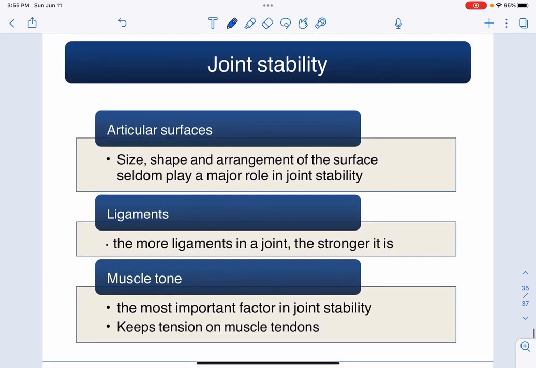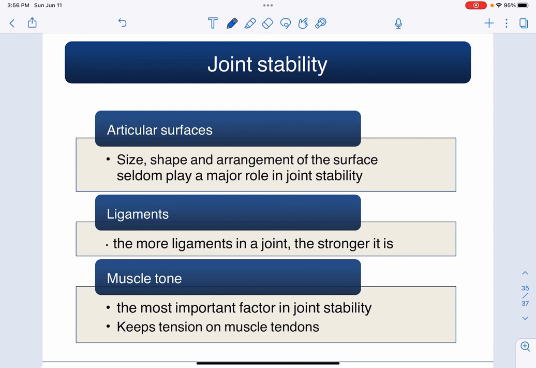And the last topic I really want to touch on is what makes a joint stable? What is providing a joint with stability? We talked a little bit, but not a whole lot, about the shape and sizes of joints, but there are differences in terms of how bones come together.